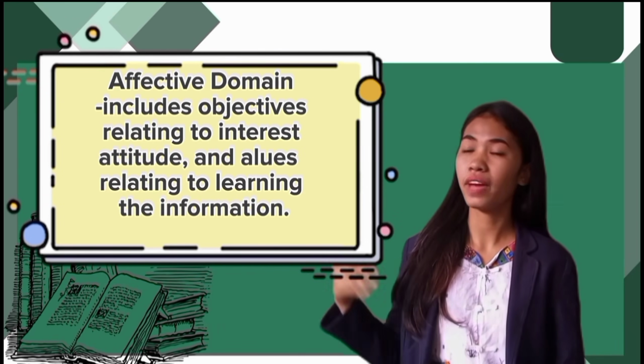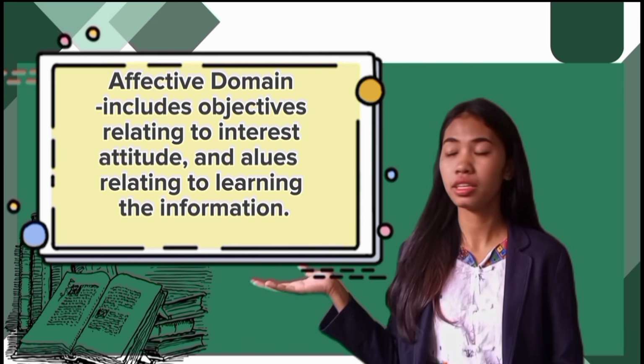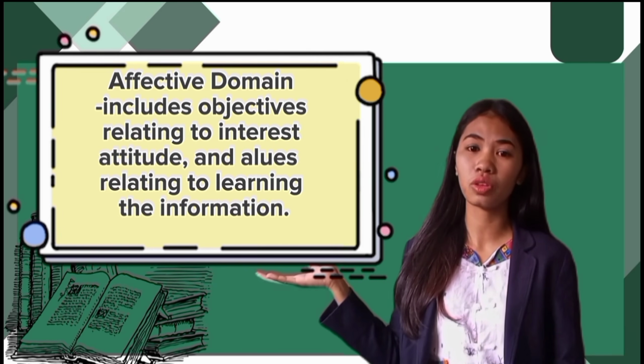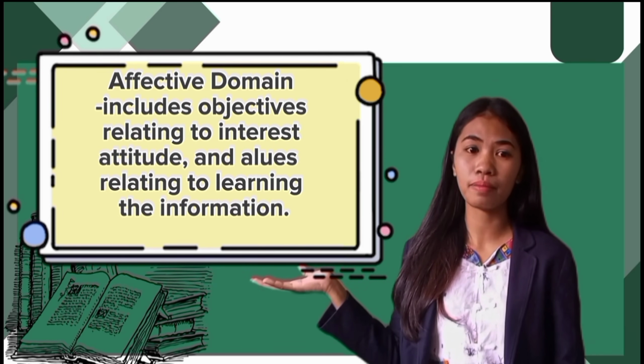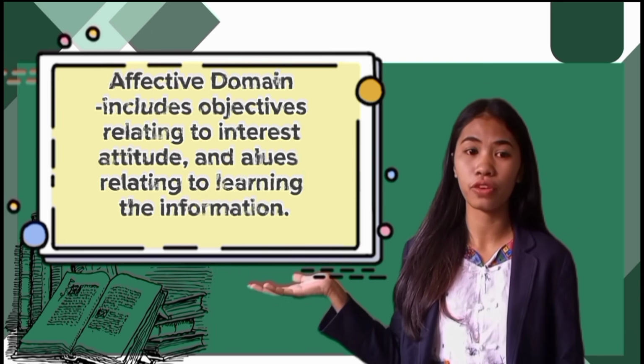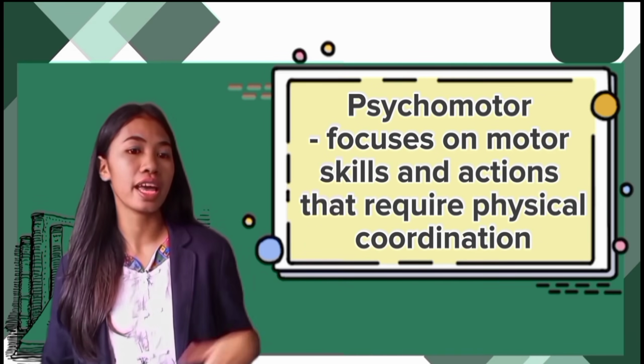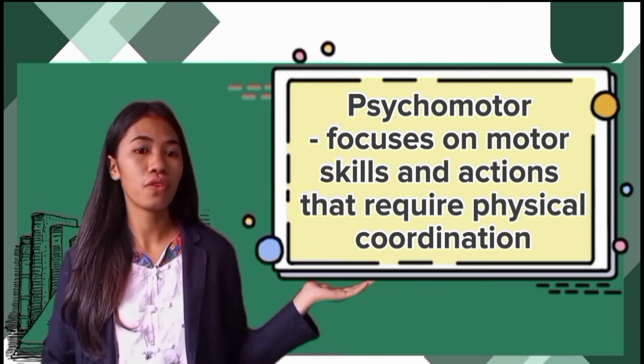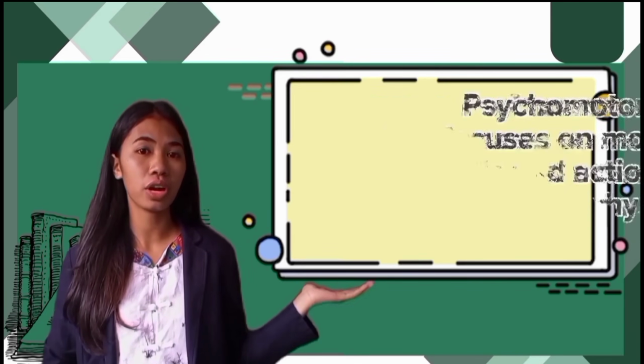Second is the affective domain. This domain includes objectives relating to interests, attitudes, and values relating to learning the information. And last is the psychomotor domain. This domain focuses on motor skills and actions that require physical coordination.